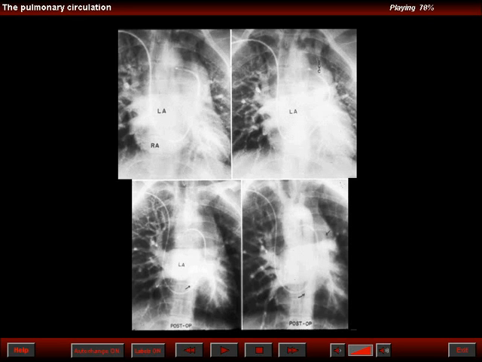The patient was operated, the septal defect was closed, and the persistent left superior vena cava was ligated at its junction with the left atrium. So the bottom images are post-operative angiograms of this patient.